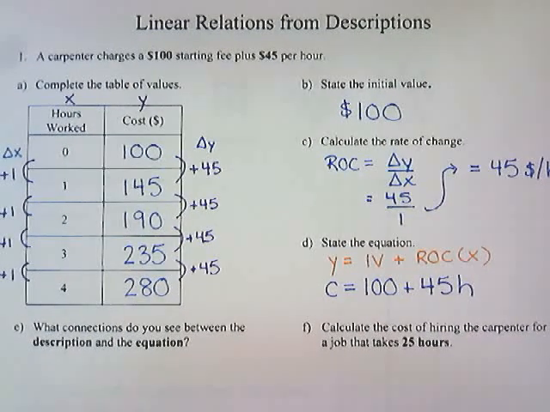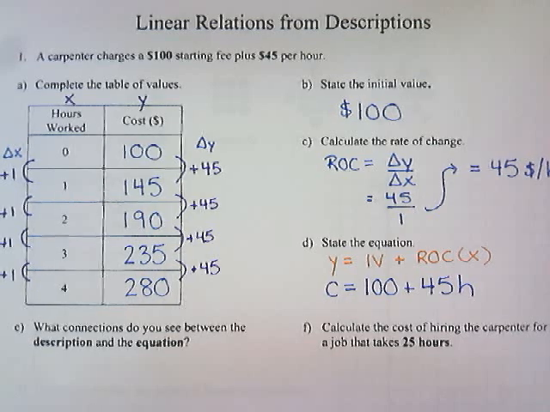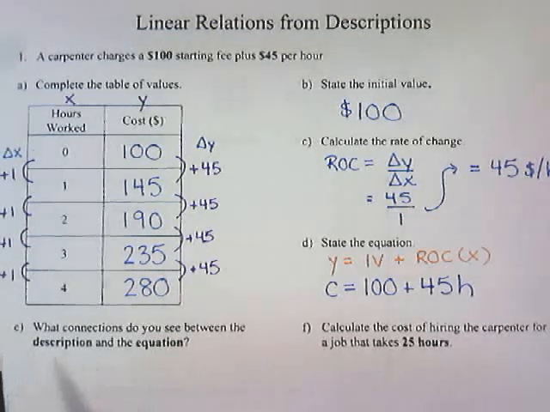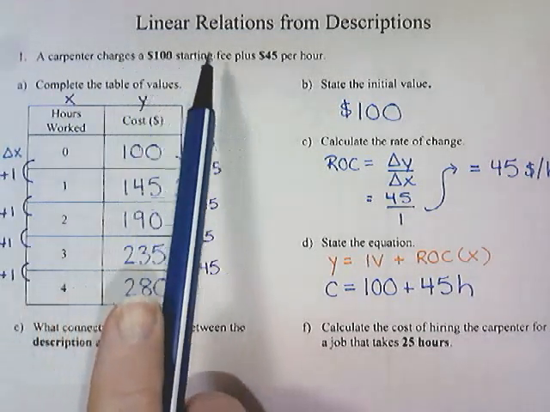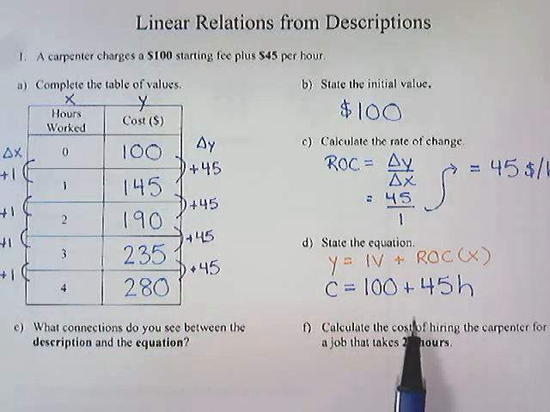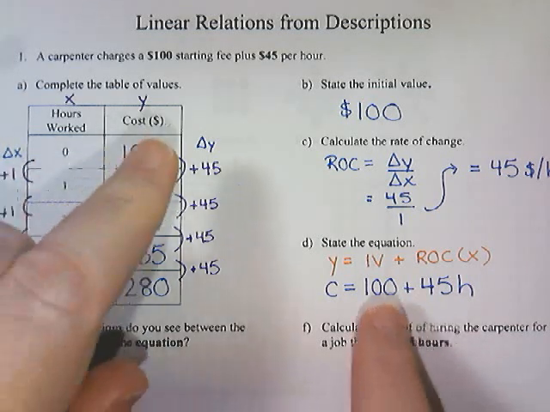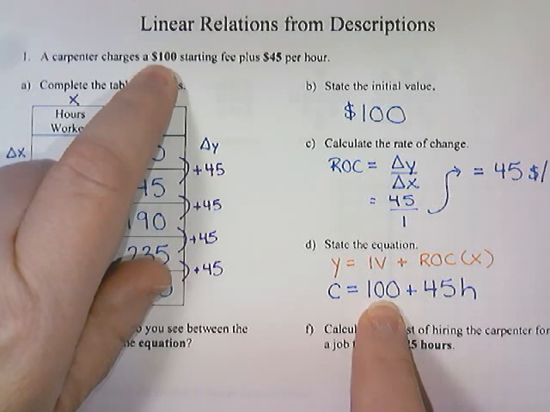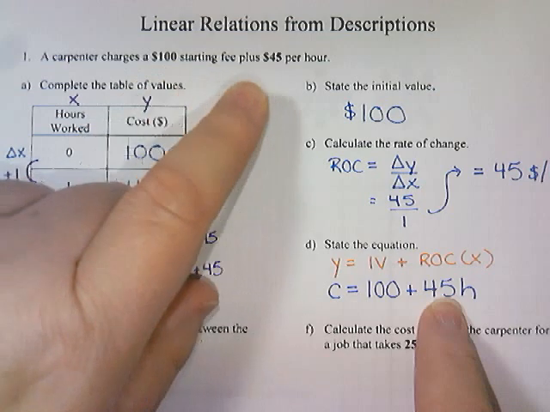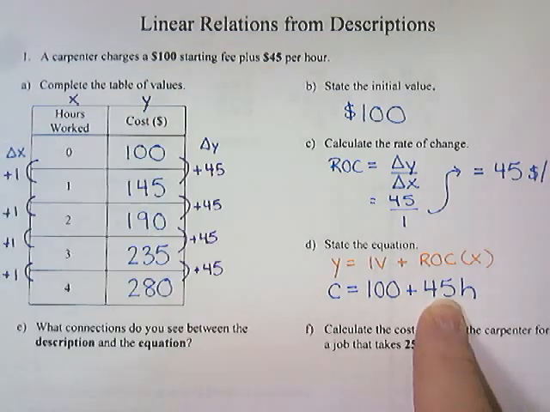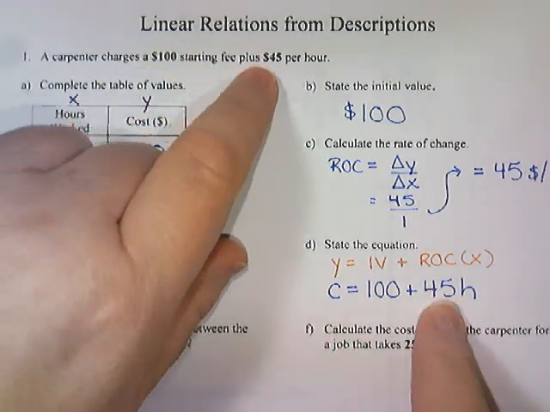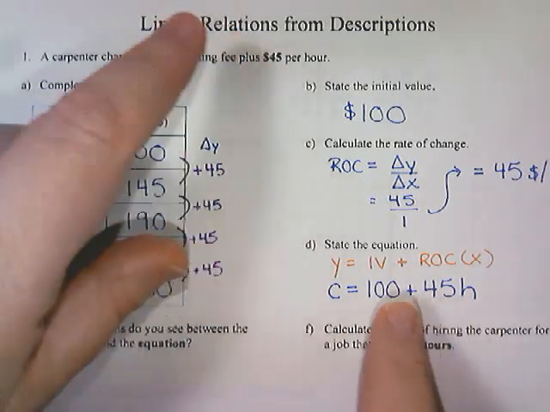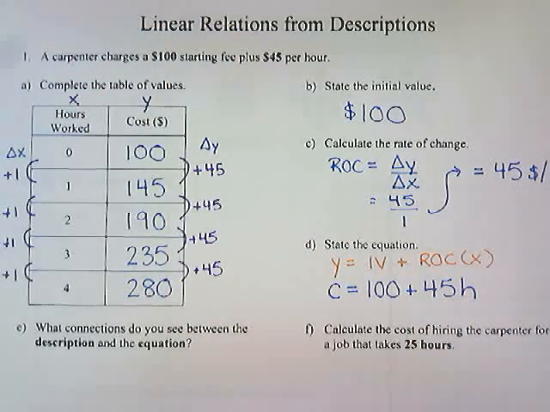Okay. Part E says, what connections do you see between the description, so that original line about the carpenter, and my equation? Normally, I would ask you to take a minute and talk to your neighbor about it, but I think we're just going to have to keep moving on here. I noticed the 100 matches the carpenter's starting fee, and the 45 matches how much they're charging per hour. So I see a very direct connection between my equation, right, and the description that they gave me.